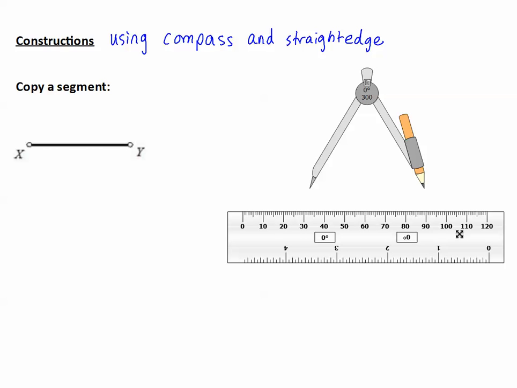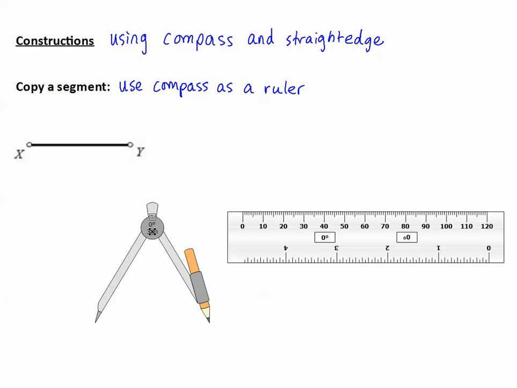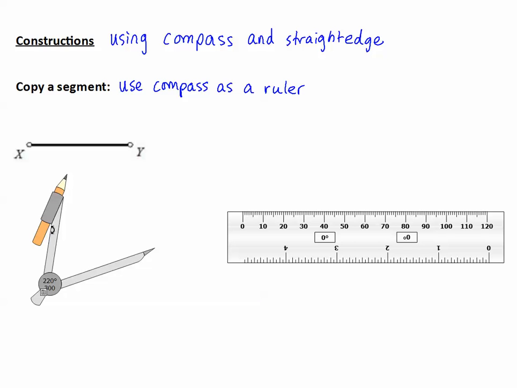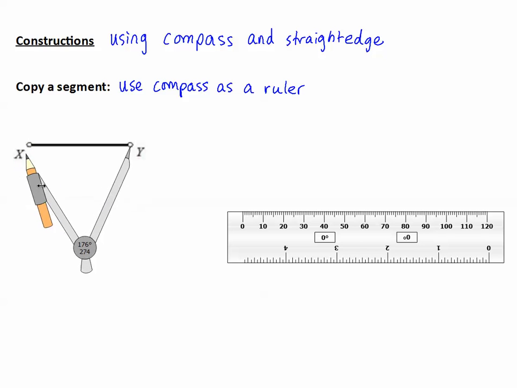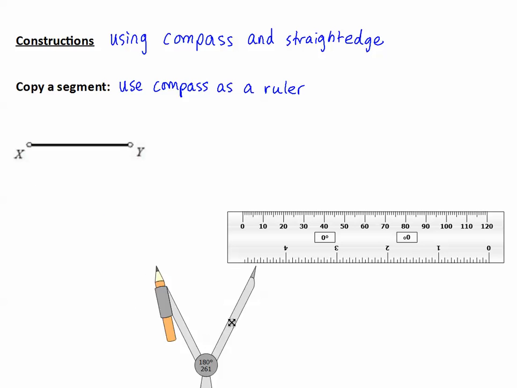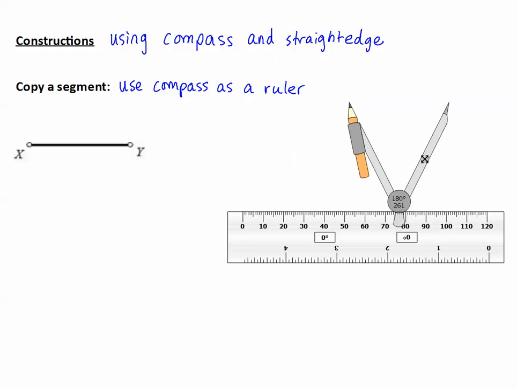Now, the first construction that we're going to look at is copying a segment. Copying the segment, our goal is to use the compass as a ruler. Use it to measure. So how do we do that? Well, if we take our compass and turn it around so that we can put one end on each end point of our segment like that, then we can see how long it is, and we can show this is that long, and this is that long, and this is that long.